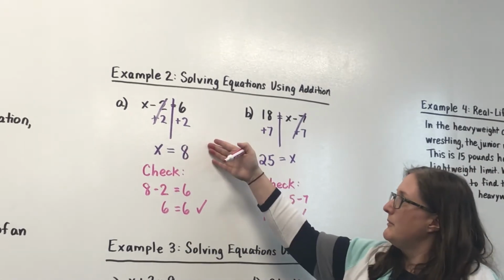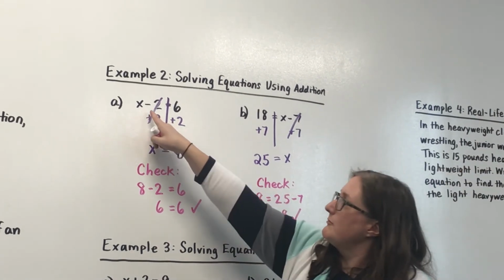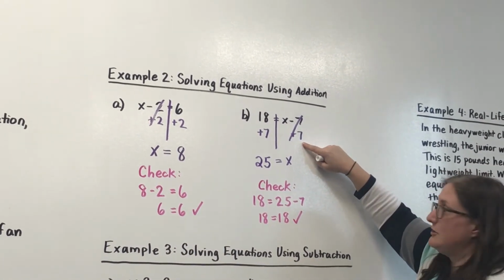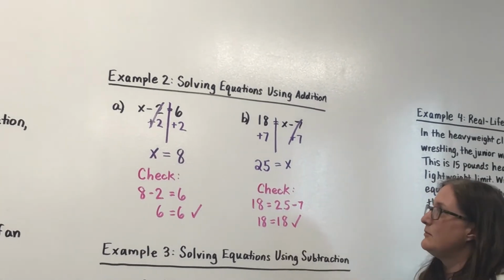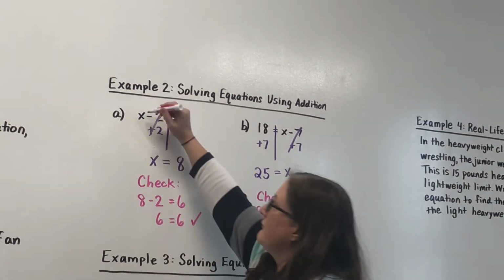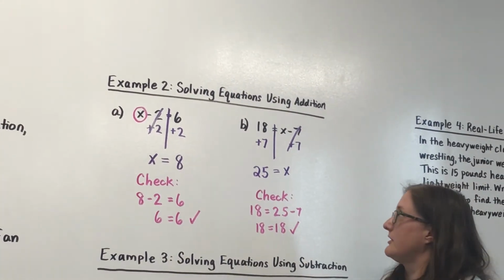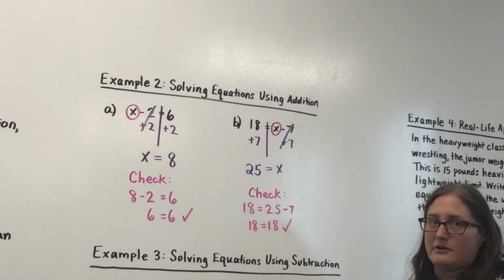So in the first problem, I started by adding 2 to each side, and the 2 came from the left side of the equation, and on this one, I was adding 7 to each side, and that came from the right side of the equation. I'm deciding where to start by looking for my variable. Since x here was on the left, I started on the left. In this one, since x was on the right, I started on the right.